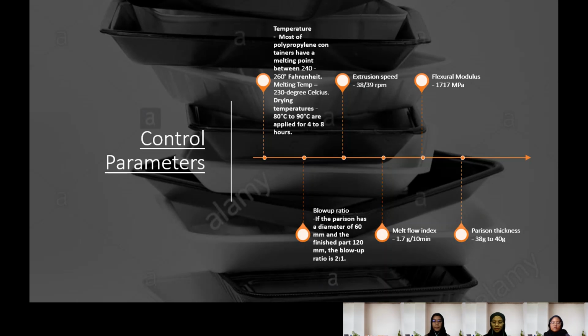Then for the flexural modulus, it must be 1770 megapascal. For the blow-up ratio, if the parison has a diameter of 60 mm and the finished part has 170 mm, the blow-up ratio is 2 to 1. After that, the melt flow index is 1.7 grams over 10 minutes. And lastly, the parison thickness must be in the range of 38 grams to 40 grams.